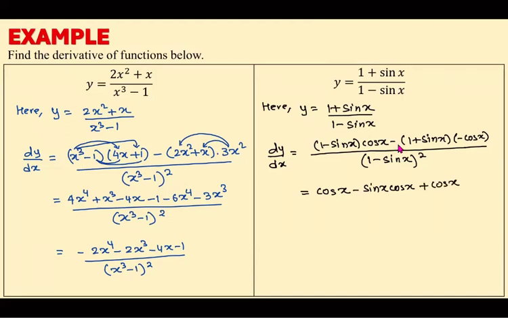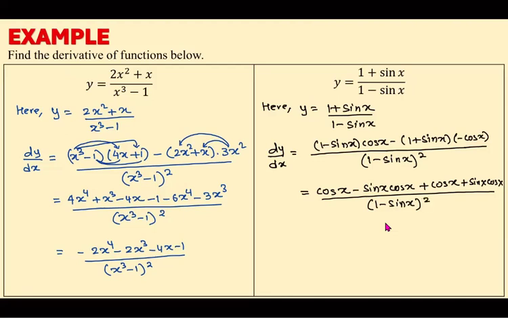Positive cosine x. And again, when you multiply here, cosine x times sine x, so it will be negative sine x cosine x with a negative in front. So that will be positive sine x cosine x. And we divide all that by the square of the denominator. In this case, we already have that 1 minus sine x squared.